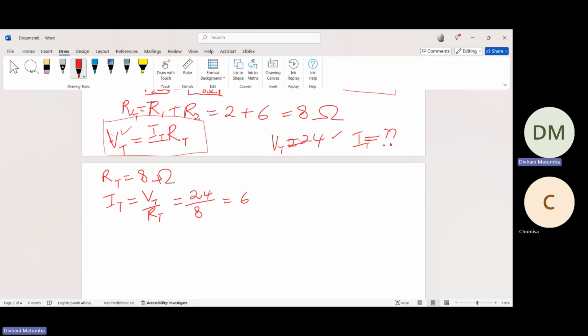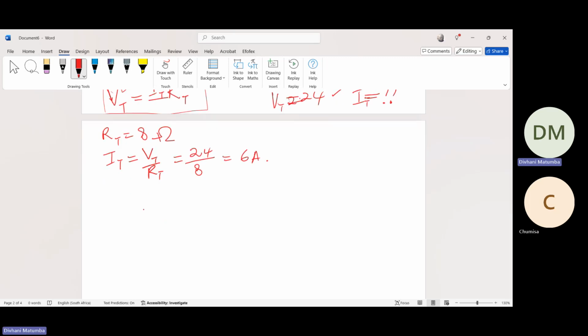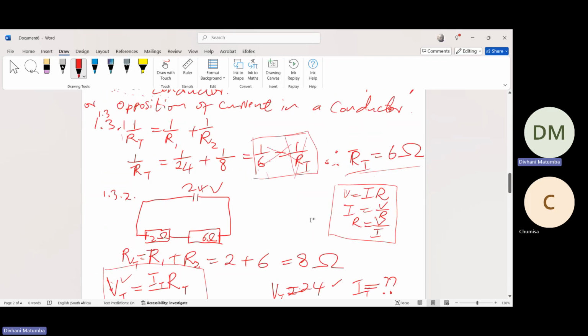What is the unit of current? Amperes, sir. Yes. And the unit of resistance? Ohms. Perfect. Okay. We have I total, we have V total, and the total resistance. Now we know the flow.